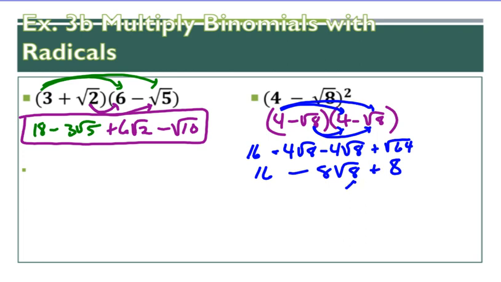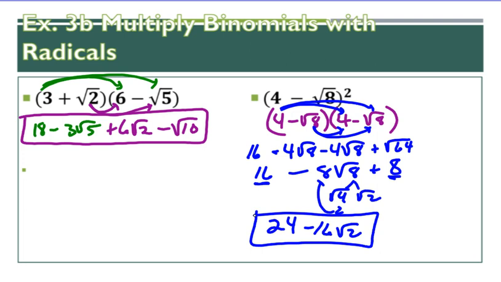I can break down the square root of 8 as a square root of 4 times the square root of 2. And this is 2. So 2 times 8 is 16. So minus 16 square root of 2. 16 plus 8 is 24. So I would have an answer of 24 minus 16 times the square root of 2.